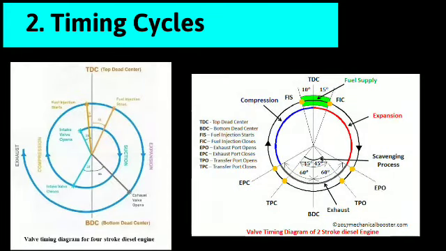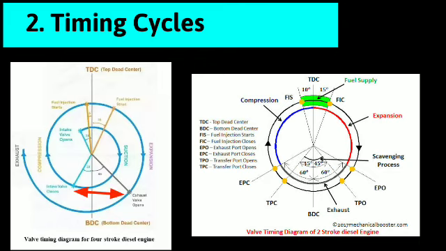Now coming to cycles, in a two-stroke engine all four processes, suction, compression, expansion, that is also called the power stroke, and exhaust, all these four processes are completed in two strokes, whereas in a four-stroke engine all these four processes are completed in four strokes.